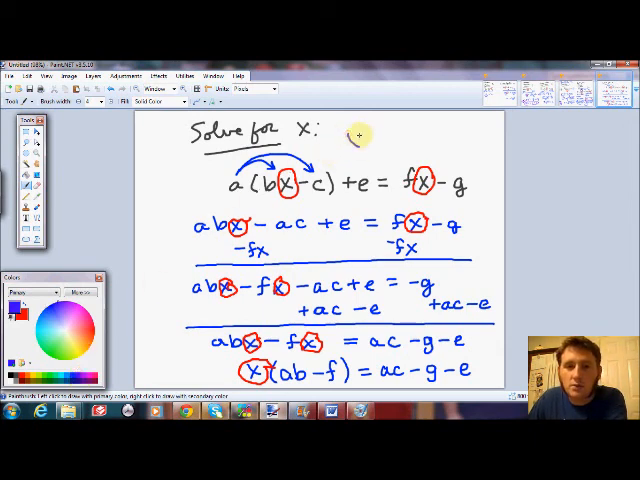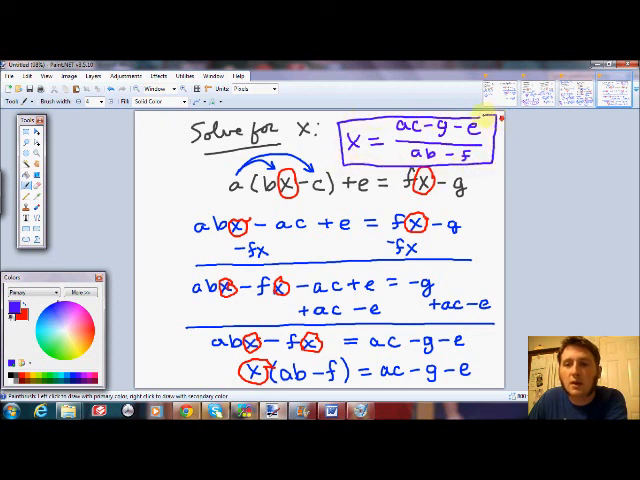What would x equal? Well, we would divide by this quantity. So here's our numerator, there's our denominator. The numerator would be AC minus G minus E all over a denominator of AB minus F. None of these things combine. Nothing cancels out till we know what the numbers A, B, C, G, E, F are. We can't really decide what this is.